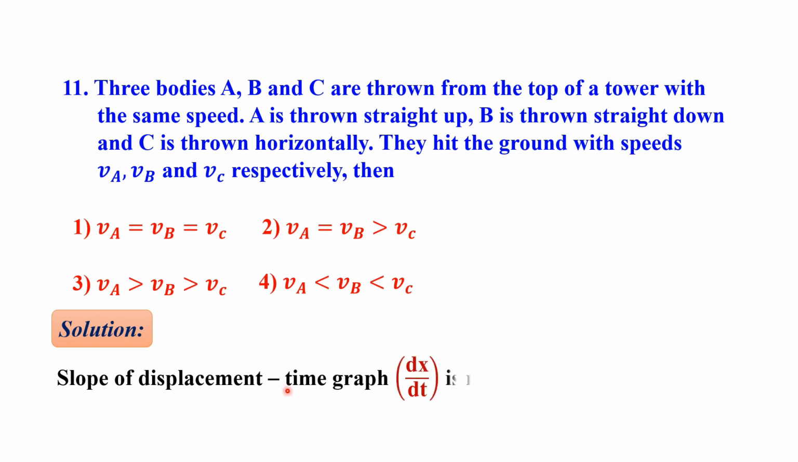The slope of the displacement time graph, that is dx by dt, is the magnitude of velocity. So hence VA is equal to VB is equal to VC. The first option is correct. They hit the ground with the same speeds, VA equals VB equals VC. Okay. Next.